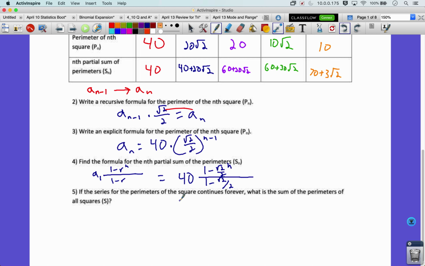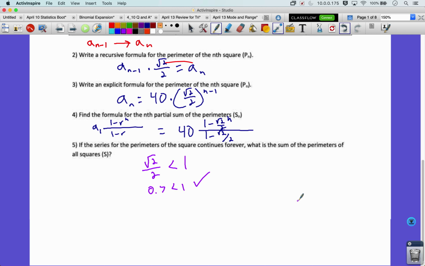All right, if this continued on forever, what would be the sum of the perimeters of all the squares? So would this be finite? Well, to figure out if it's finite, we need to see if the square root of 2 over 2, which is our rate, is less than 1. Well, this is equal to about 0.7, so that passes the criteria for a converging geometric series. And the formula for the sum of a convergent geometric series is just a sub 1 over 1 minus r. So a sub 1 is a 40 divided by 1 minus 0.7.